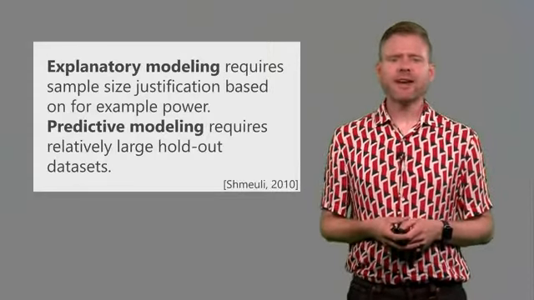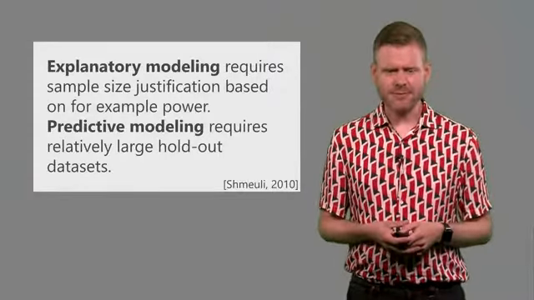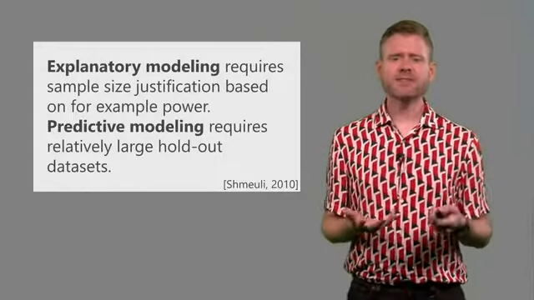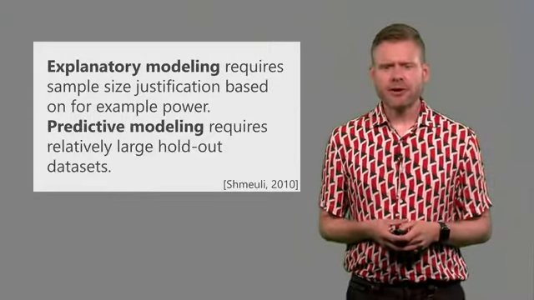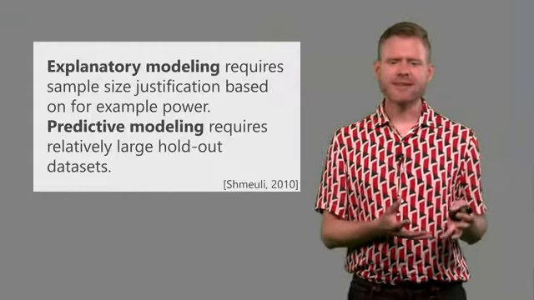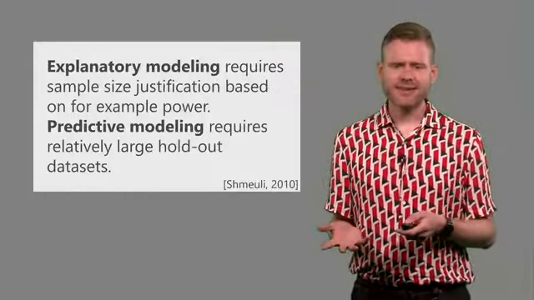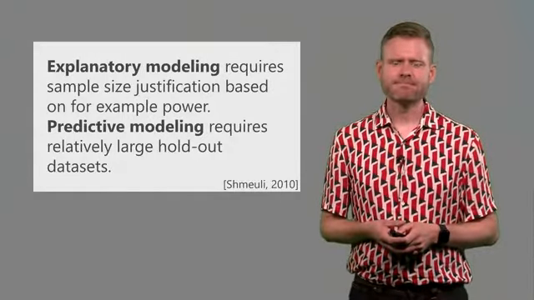Explanatory modeling requires sample size justifications based on, for example, statistical power. If your goal is to observe a statistically significant effect, then you want to design a well-powered study. In terms of predictive modeling, very often this requires large holdout datasets. A model is trained on an initial dataset, and then it's tested on a much larger dataset that wasn't used to generate the predictive model to begin with.